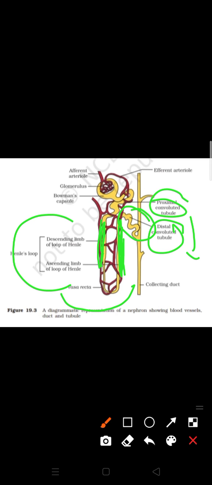The PCT and DCT are situated in the cortical region, the upper part of the kidney, whereas the loop of Henle lies in the medullary region. I hope that much is clear. The collecting tubule converges towards the hilum, and the collecting ducts join to form still larger ducts, the ducts of Bellini. I hope these are clear.